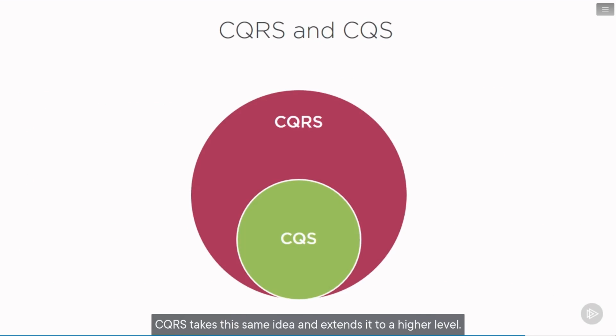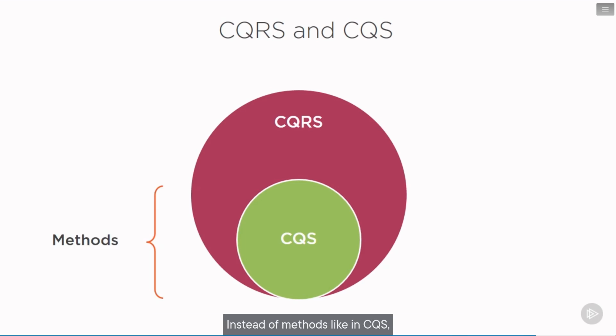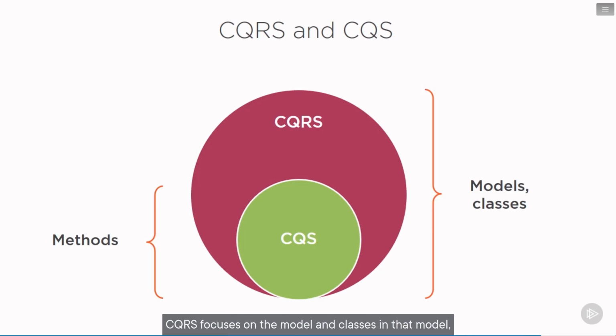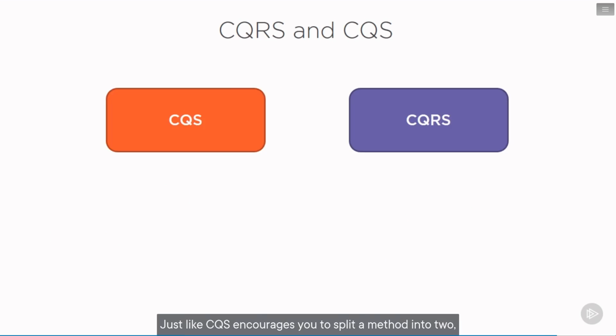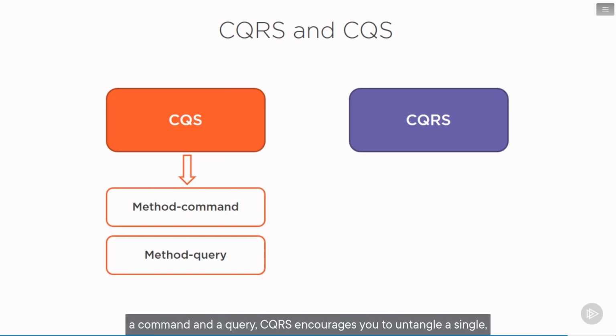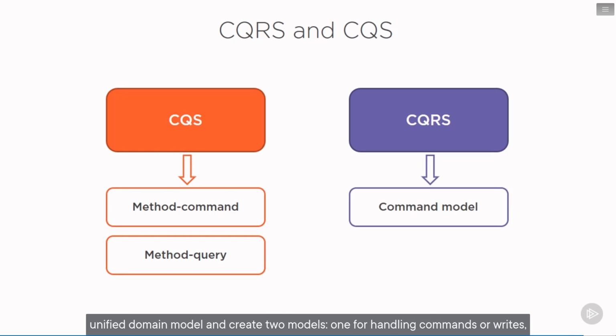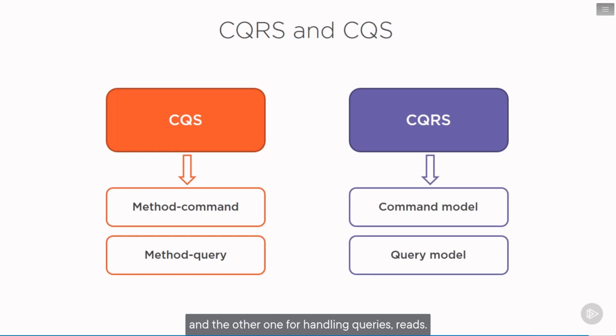So what's the relation between CQS and CQRS? CQRS takes this same idea and extends it to a higher level. Instead of methods like in CQS, CQRS focuses on the model and classes in that model, and then applies the same principles to them. Just like CQS encourages you to split a method into two, a command and a query, CQRS encourages you to untangle a single, unified domain model and create two models, one for handling commands, or writes, and the other one for handling queries, reads.